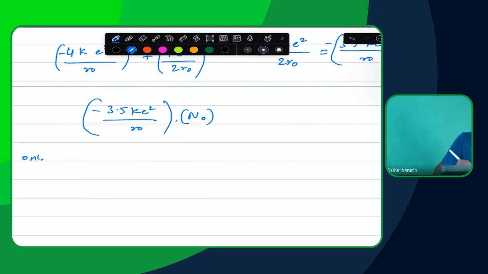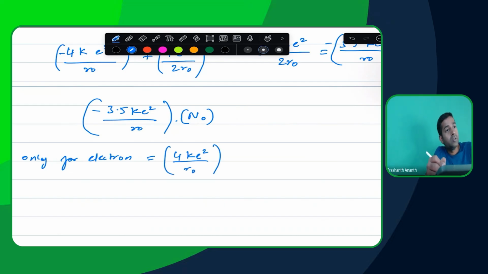How do I get there? Only for electron. In that case, it will be 4 into K into E squared by R naught, which works out as multiplied by Avogadro number, of course. So that will work out as 4K E squared by R naught. So we have to substitute. But it cannot be done without substituting.